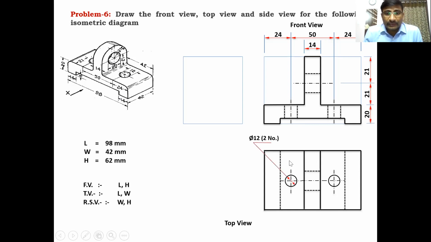And coming to the diameter of the two holes, two numbers. Diameter of the hole is 12 mm. And draw dotted lines at a 14 mm distance on both sides. Draw vertical lines at a 42 mm distance. It's a 14 mm dotted line and total width is 42. Okay, coming to the side view.